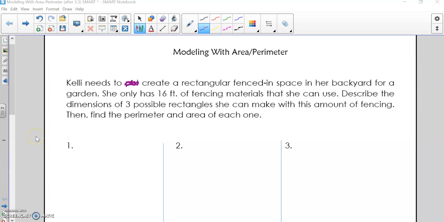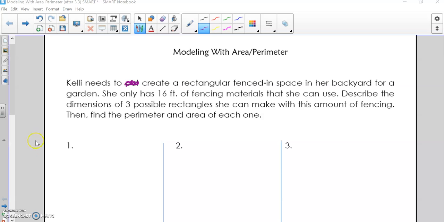Hey guys, so there is one more thing I do need you guys to be able to do with regards to area and perimeter, and it's mainly focusing on perimeter, and this is for your test tomorrow. So let's say that Kelly wants to create a rectangular fenced-in space in her backyard for a garden. She only has 16 feet of fencing materials that she can use, and so we want to come up with 3 different possibilities of rectangles that she can make with this fencing. Okay, and then you're going to find the area and perimeter of each rectangle that we find.